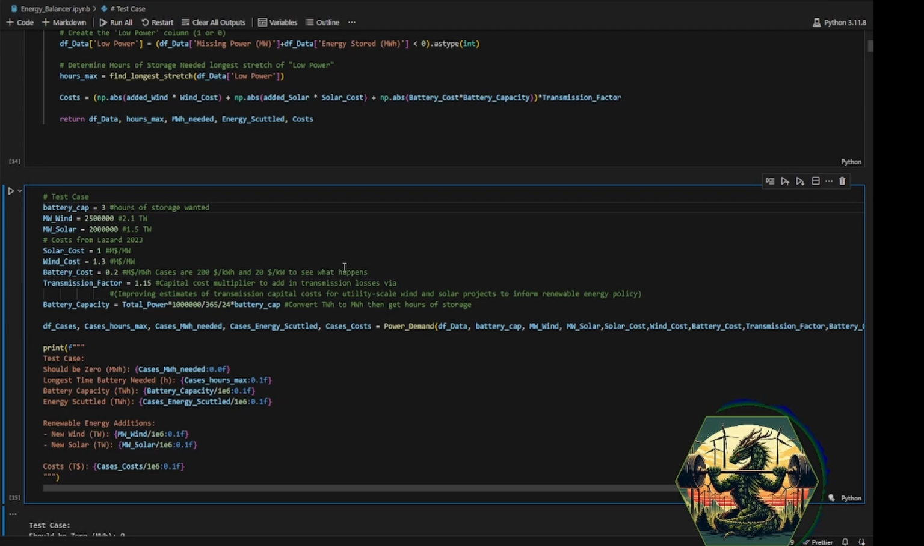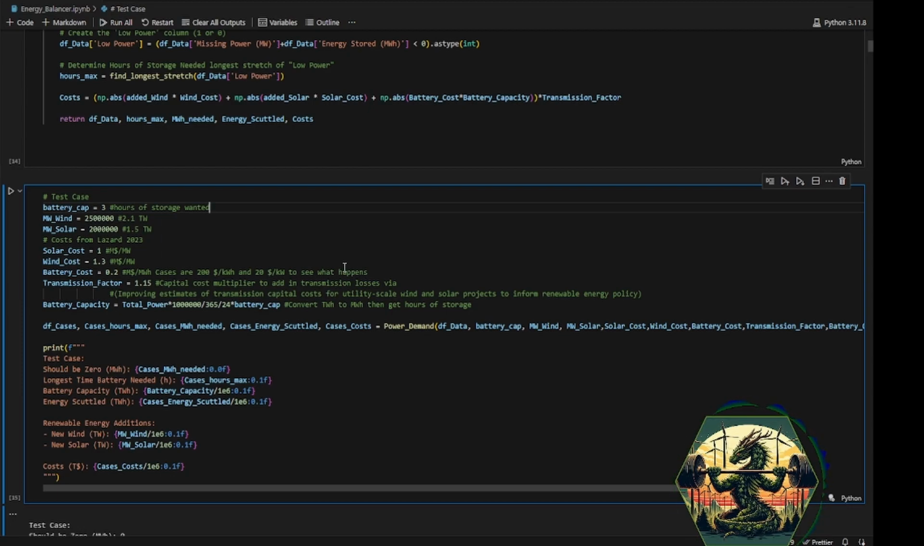So here I got 3 hours of battery capacity, about 2.5 terawatts of wind, 2 terawatts of solar. Using the Lazard study, the average solar cost is about $1 million per megawatt, wind at $1.3 million per megawatt, and battery costs at about $0.2 million per megawatt. Transmission factor is 1.15.